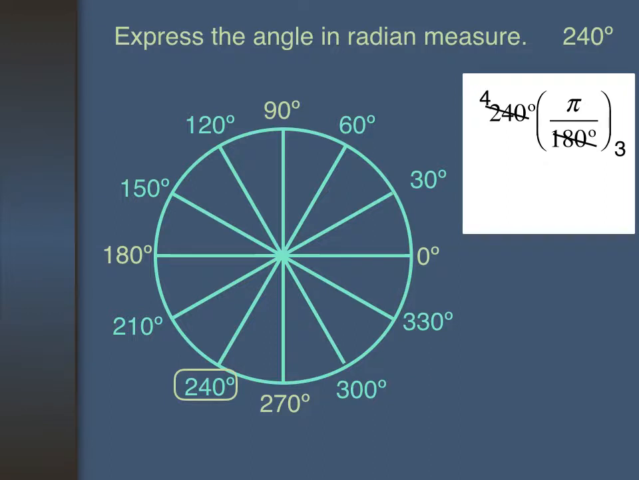This makes my numbers much smaller, especially when I don't have access to a calculator. Now I multiply across and I get 4 pi over 3 radians, which is the same thing as 240 degrees.